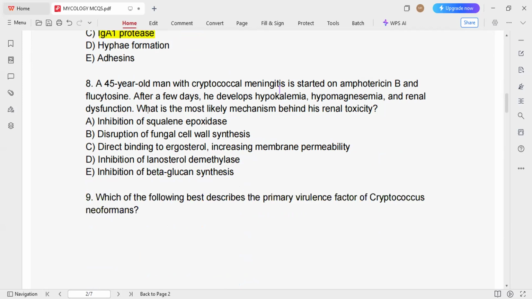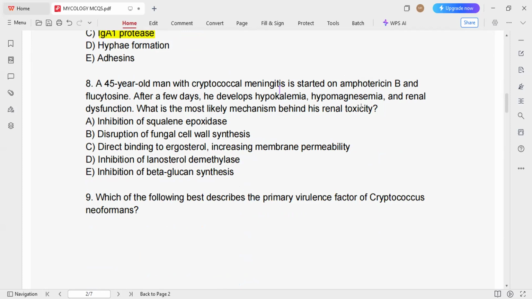Now, this question. There are quite a few questions of this type. A 45-year-old with cryptococcal meningitis is started on amphotericin B and flucytosine. After a few days, he develops hypokalemia, hypomagnesemia, and renal tubular dysfunction. What is the most likely mechanism behind the renal toxicity?